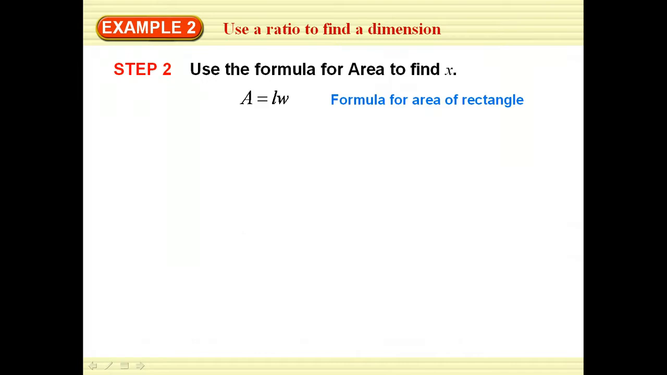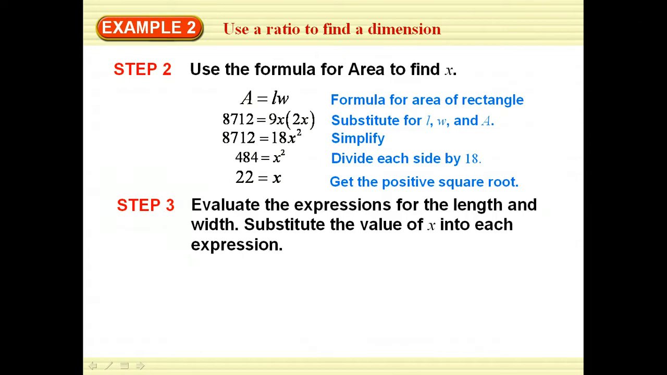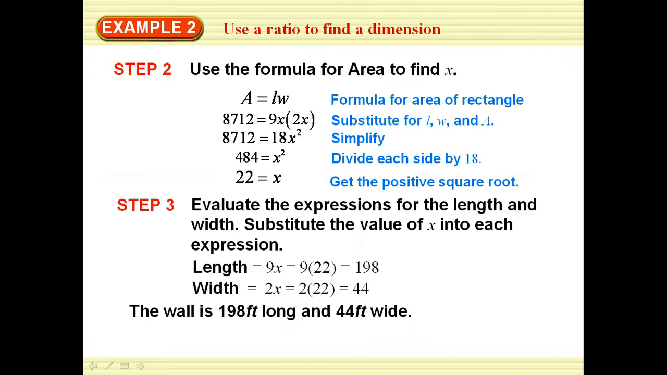Now, I'll use my area formula. We know that it's multiplying length times width, so I simply solve this equation, find that x is 22, but it didn't ask me what x is, it asked me what the length and width are, so I need to substitute it back in. 9 times 22 is 198, 2 times 22 is 44, therefore the wall is 198 feet long and 44 feet wide.